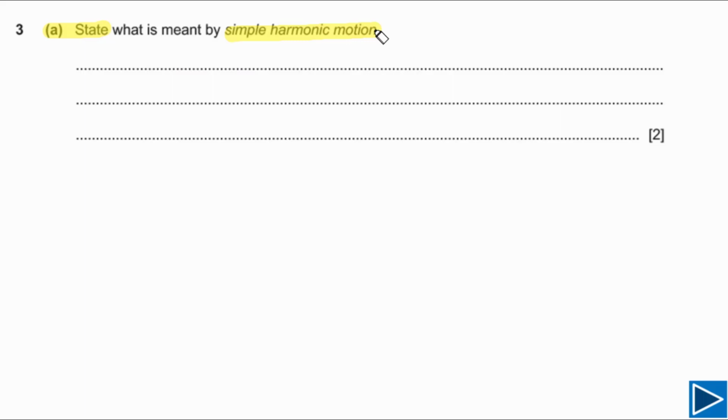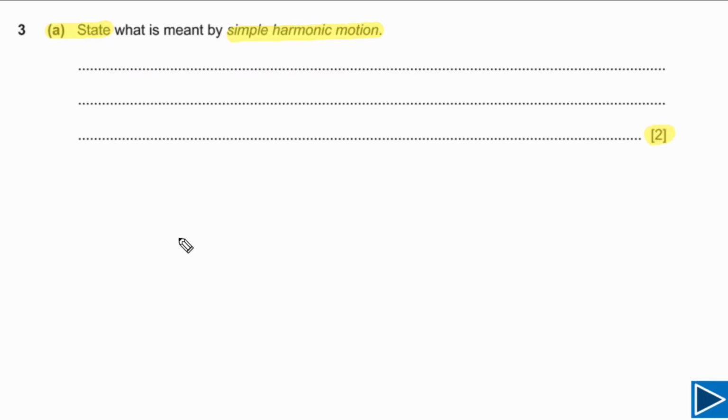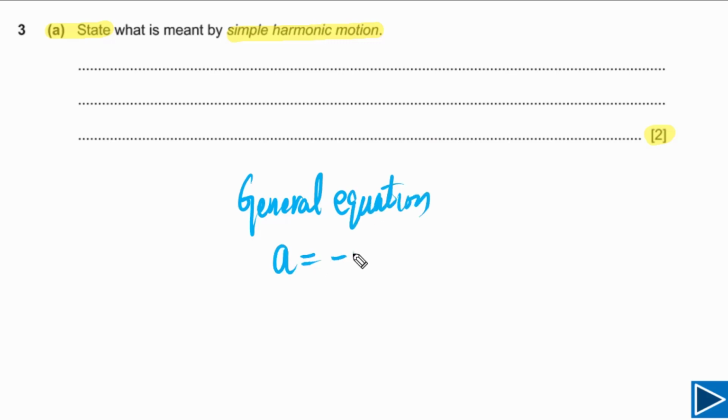So we need to be very clear about how we can state simple harmonic motion. Sometimes this question has 2 marks, sometimes 3 marks. Let's try to understand what is meant by simple harmonic motion. In order to understand it, we need the general equation. Let me write down the general equation for simple harmonic motion. General equation: a is equal to minus omega squared x.